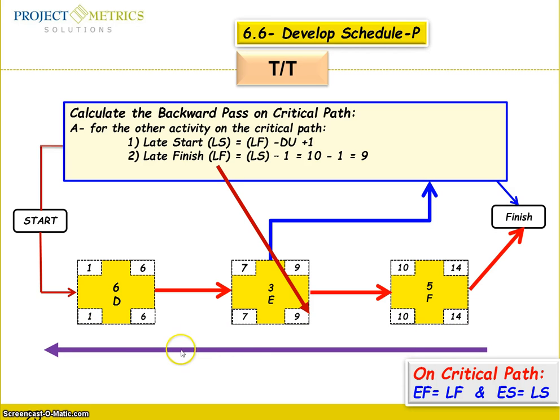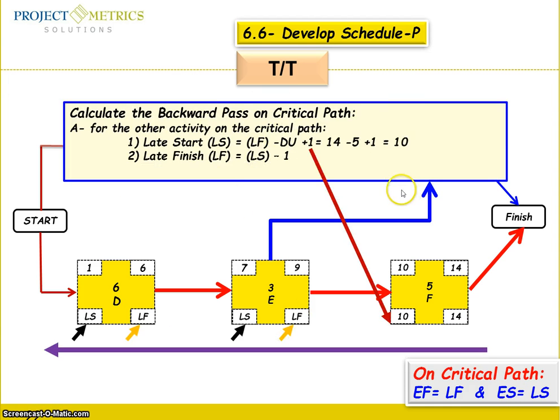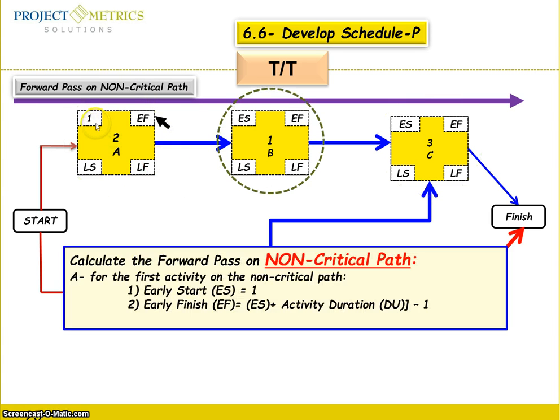Now we are going to go up, finishing the non-critical path forward. For the basic diagram, I covered the one on top here, just so you don't get confused. So we are going to calculate the forward path on the non-critical path. All right, we're going to start here with 1. We are going to calculate early finish. The early finish equals early start plus the activity duration minus 1.